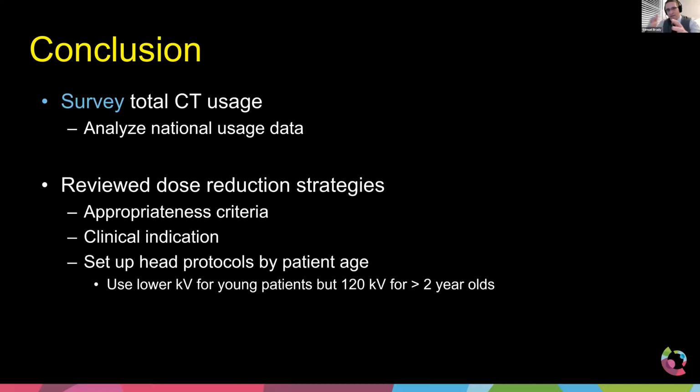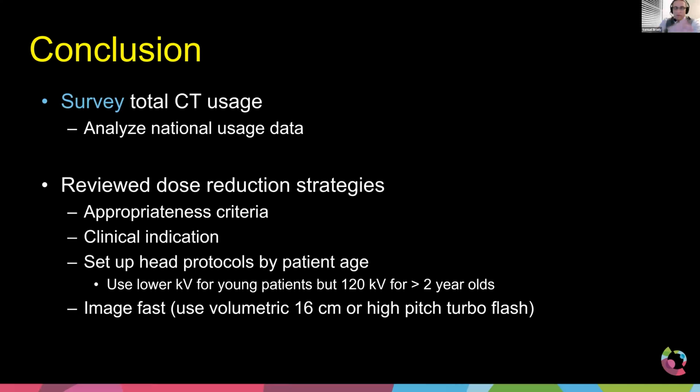Whereas after they matured, their brains aren't as water based. The parenchyma is not as water based. After 2 years old, the skull is, for all intents and purposes, more ossified and almost as ossified as an adult. Then in that case, you do need a more penetrating radiation using 120 kV, roughly right around there. And so that's why it's helpful to set up multiple protocols based on patient demographics.